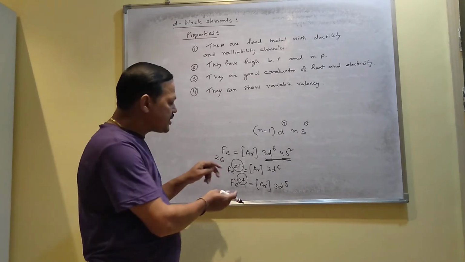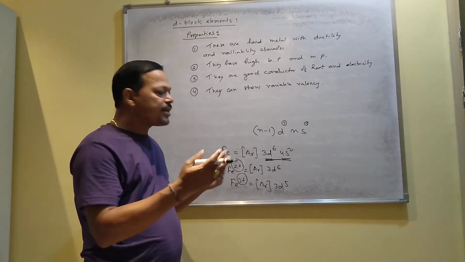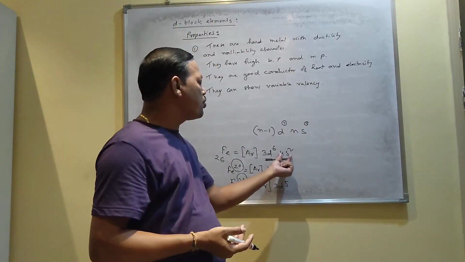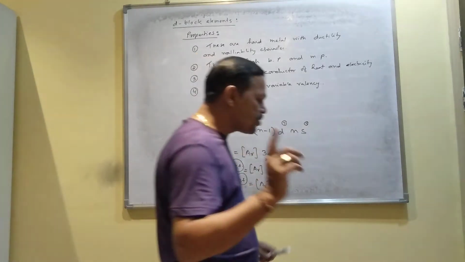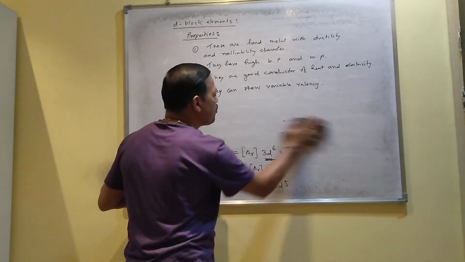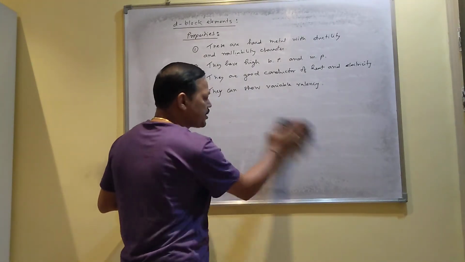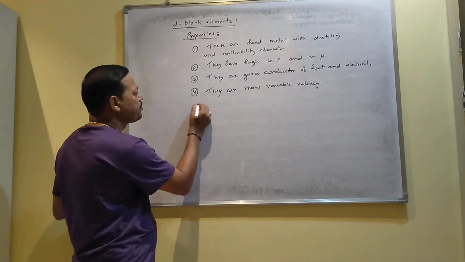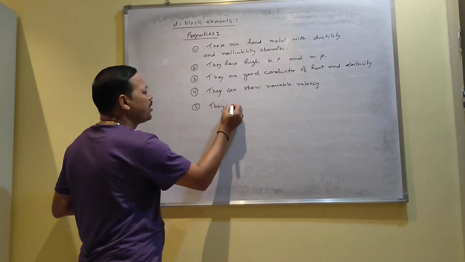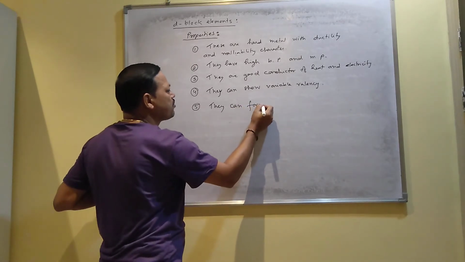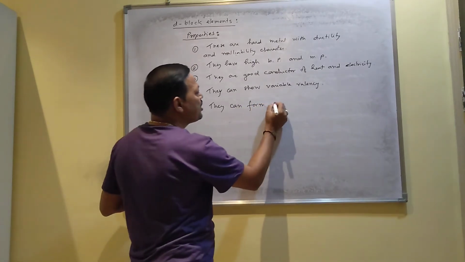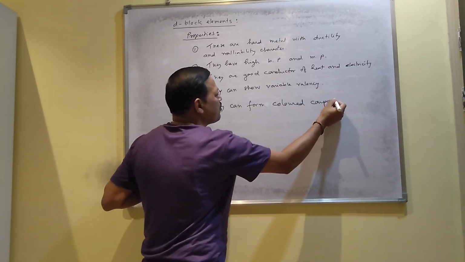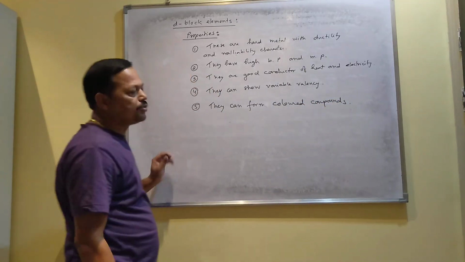So like iron, which shows 2 and 3 valency, other elements can also show variable valency because they can release electrons from both s and d orbitals. So this is one of the important properties of d block elements. Number 5, they can form colored compounds.